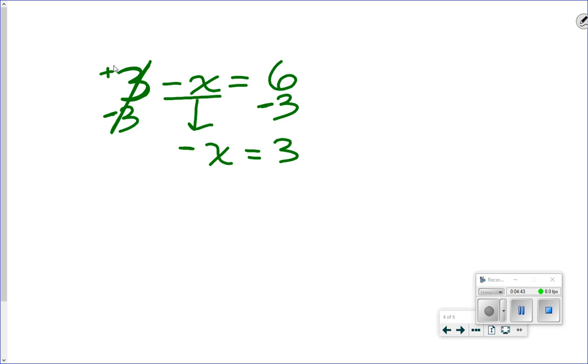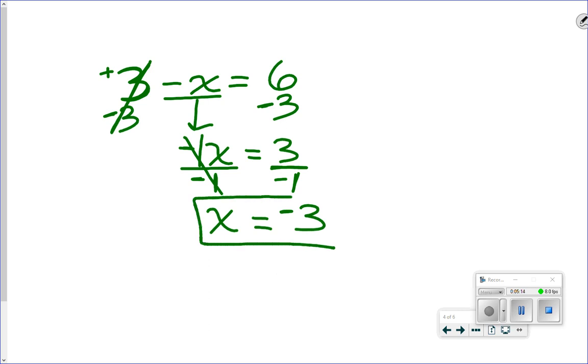And now we have another step to do. This is where the second step comes in. This negative x, you can think of it as a negative 1 times x. And this is multiplication. You're multiplying a negative 1 times x. So to undo multiplication, we do division. We're going to divide both sides by negative 1. These negative ones cancel out, because a negative divided by a negative will give us a positive x. And here we have a positive 3 divided by a negative 1, giving us a negative 3.